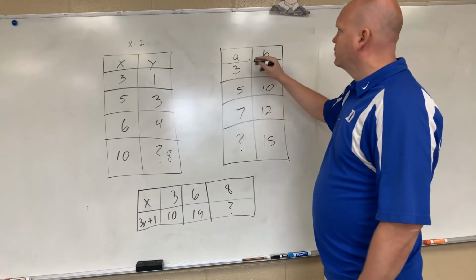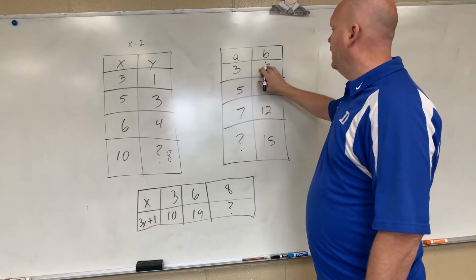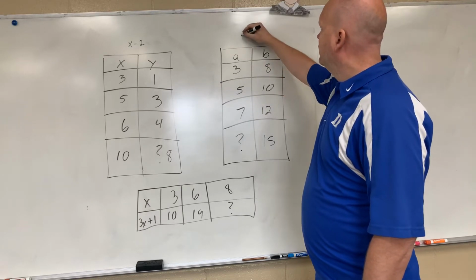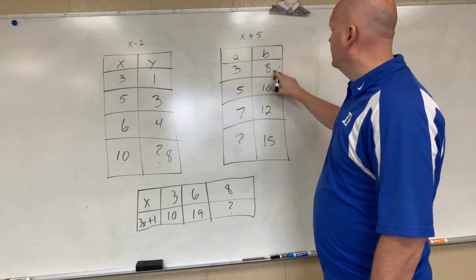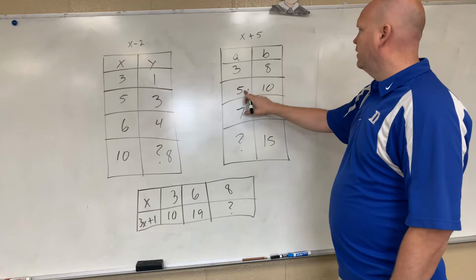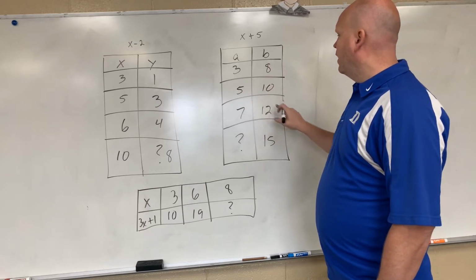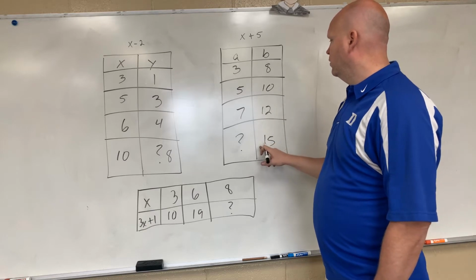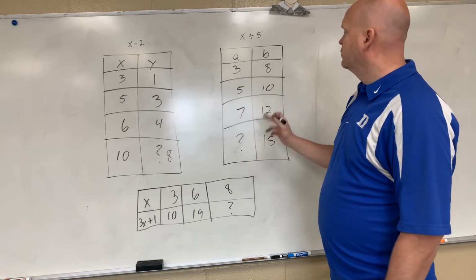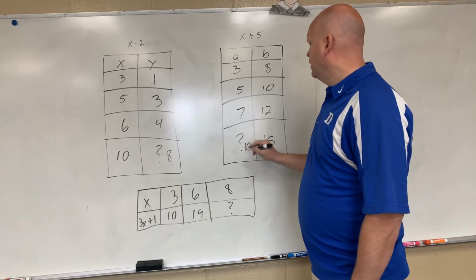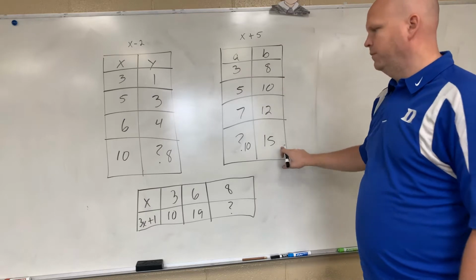For this one, same thing. I'm looking for the function rule, so how do I get from 3 to 8? Well, I can add 5. So if I add whatever x is plus 5, I get the output number. So I check that. 5 plus 5 does equal 10. 7 plus 5 does equal 12. So in this case, I would have to work backwards and say 15 minus 5 would equal 10. And then that works because 10 plus 5 equals 15.